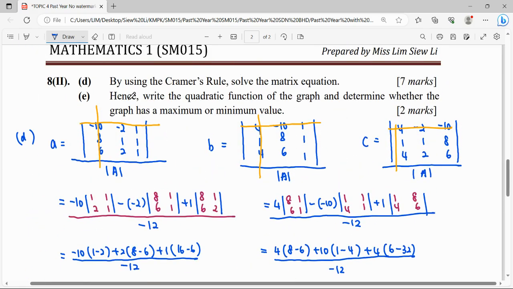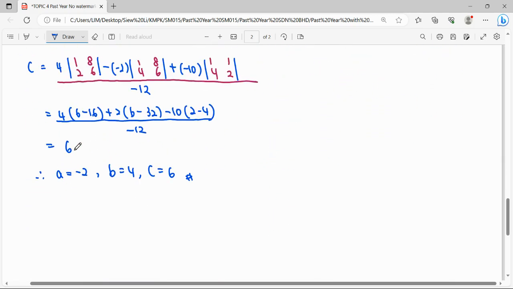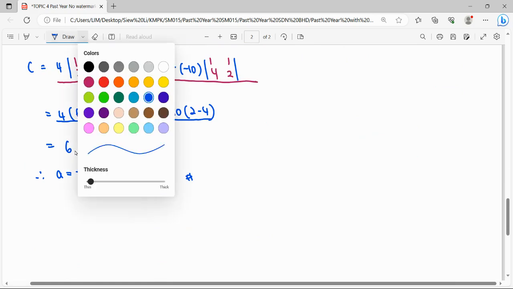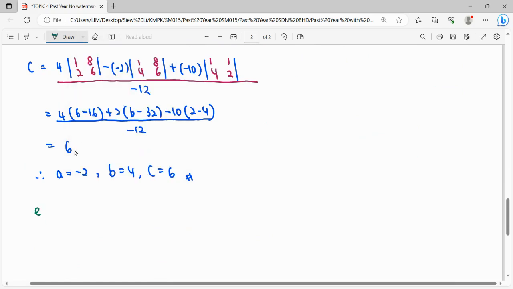Hence, question E: write the quadratic function using the answers that we have found and determine whether this graph has a maximum or minimum value. For part E, the quadratic equation here is negative 2x squared plus 4x plus 6. Look at our constant a here, it is negative, so less than 0. This is a maximum case.